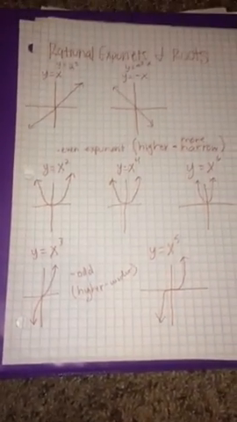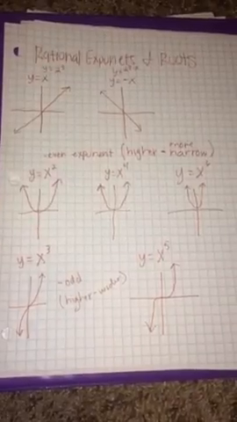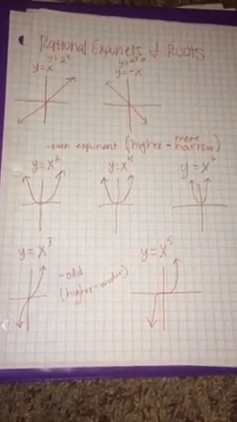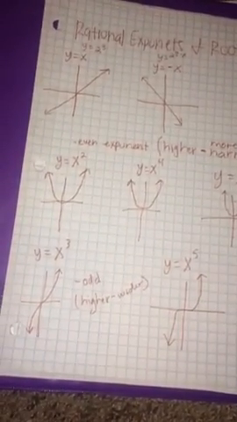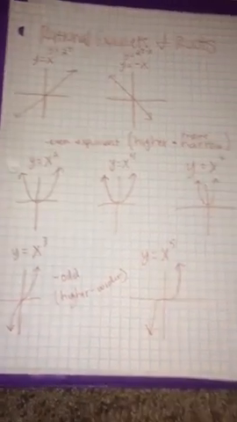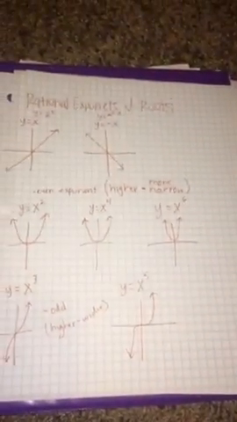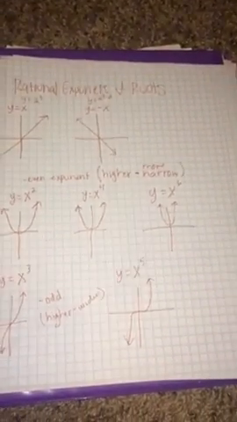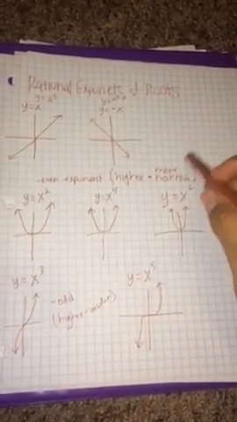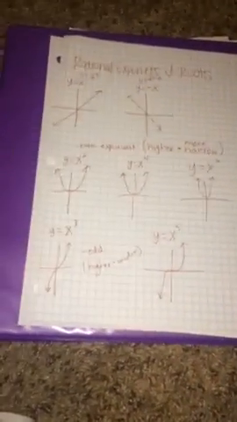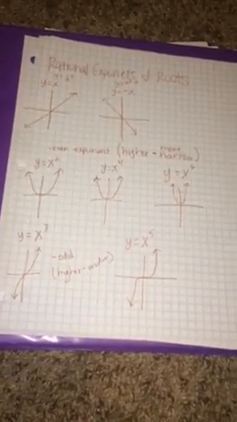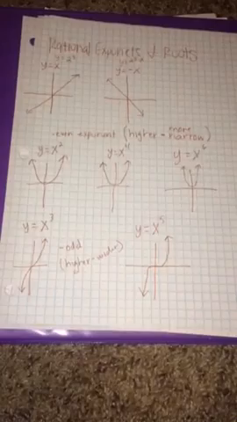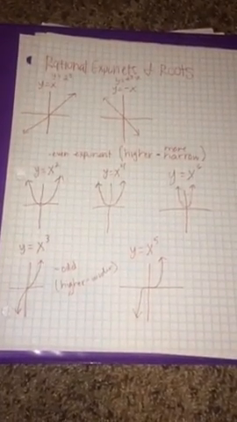So for the even rational exponent, the higher, the more narrow it becomes. For the odd rational exponent, the higher, the more wider it becomes. And also, if it's an even, it's always going both up or both down. And if it's an odd, it's going one side up or one side down, just as if we were searching for an odd or even function. So this is for rational exponents and roots.